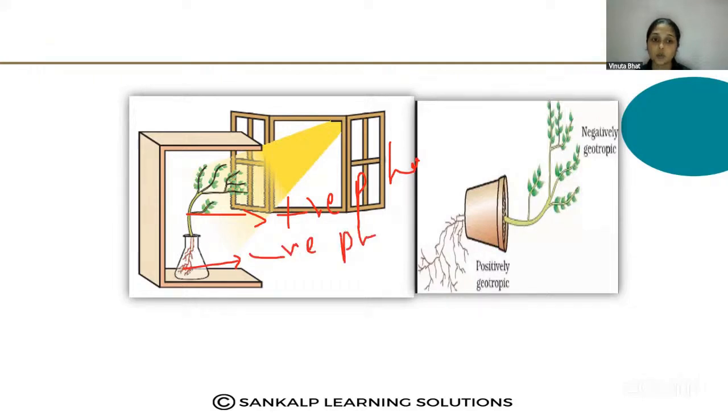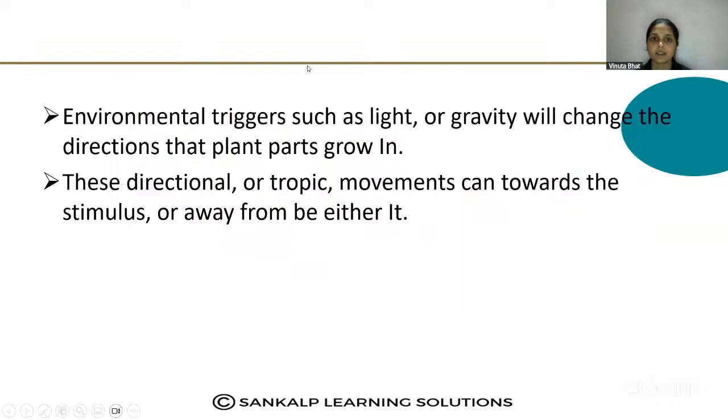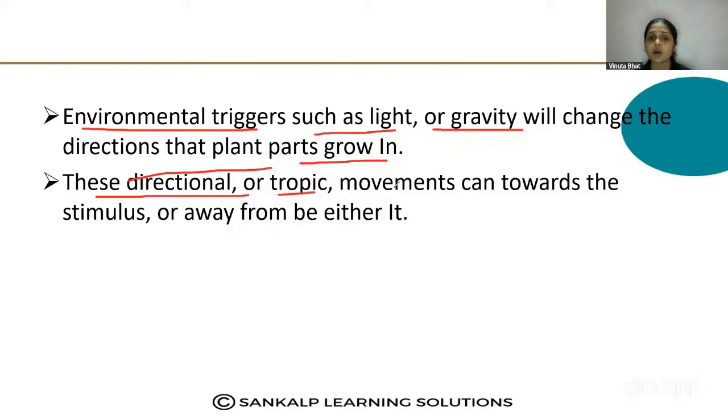The roots that are growing towards gravity are called positively geotropic, and the stem that is growing away from gravity is called negatively geotropic. This is how plants respond to gravity and light, which act as stimuli to the plants. Environmental triggers such as light or gravity will change the direction in which plant parts grow. These directional or tropic movements can be towards the stimulus or away from the stimulus.